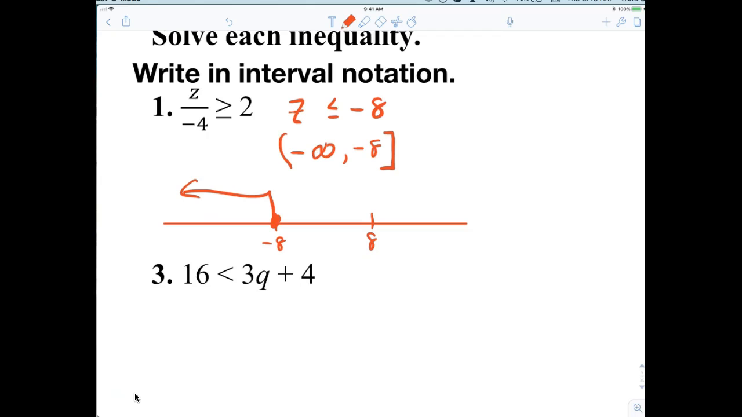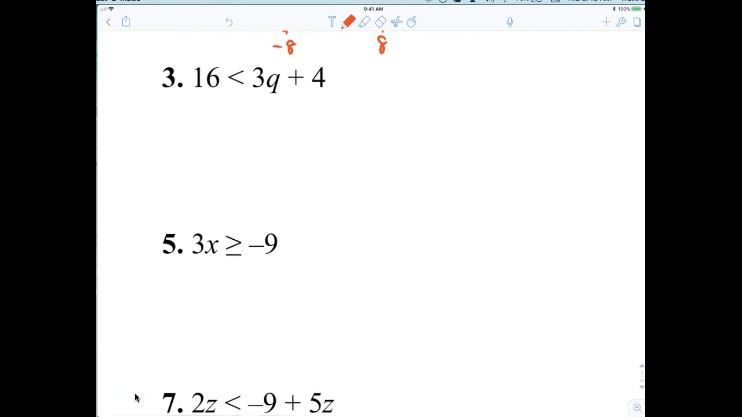No, actually, infinity is an idea, not a number. It's not a real number. Okay, here we go. So quickly, if we look at this, subtract 4, that would make it 12. Divide by 3, that would make it 4. So we would say 4 is less than Q, or we would write Q is greater than 4. So if Q is greater than 4, you have an open parenthesis, and then it's 4 to infinity.